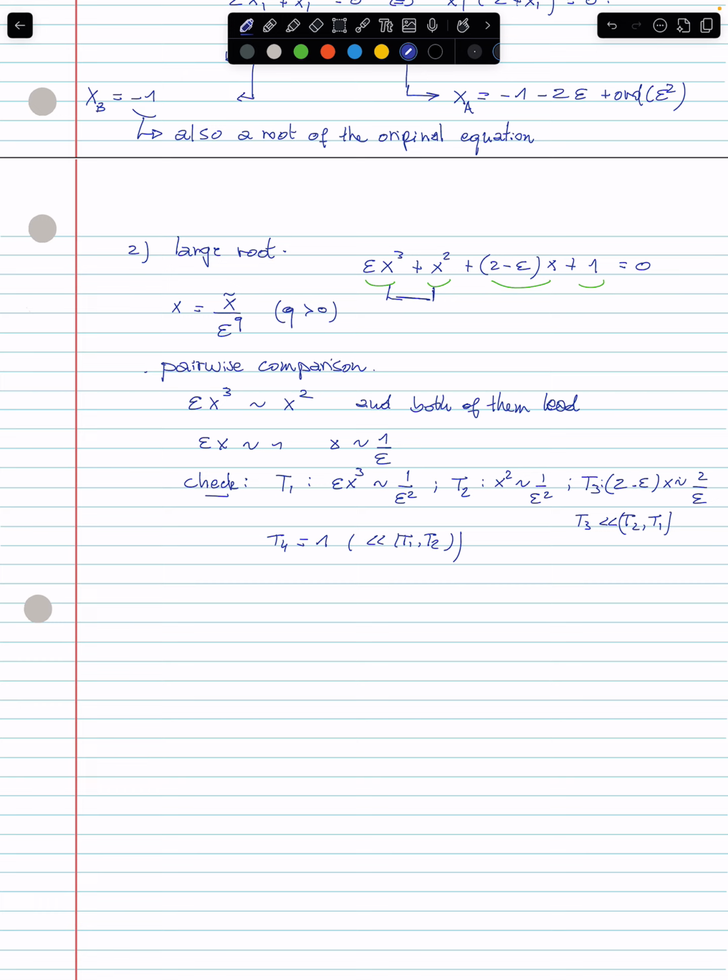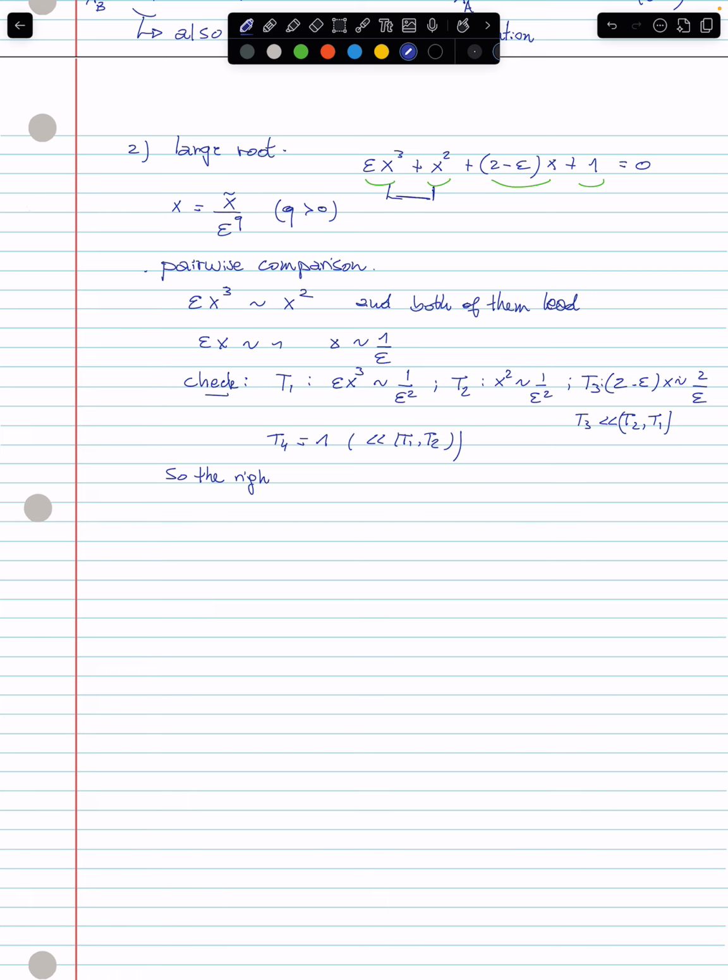So the right scaling is x is x tilde over epsilon. So we need to substitute this in the governing equation. We should expect to multiply the governing equation by epsilon squared in order to get something of order 1 in the governing equation, all right? Because that's the order of magnitude of the leading terms.